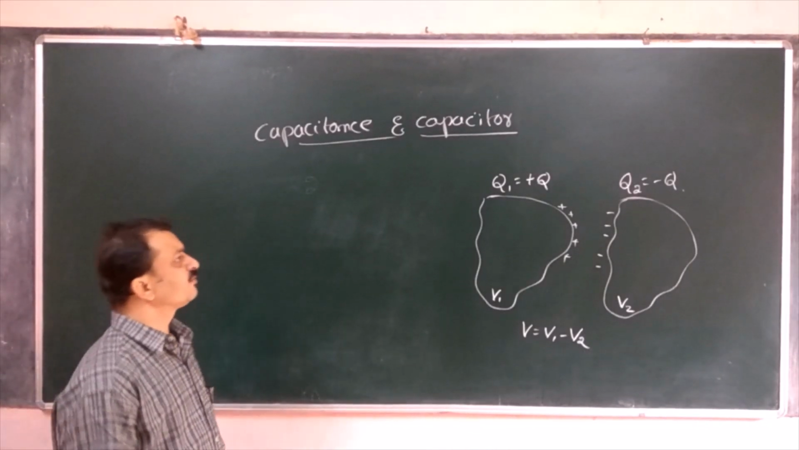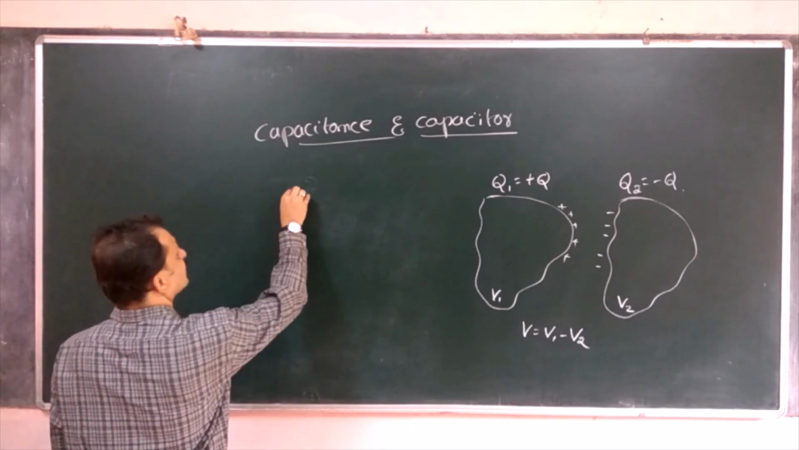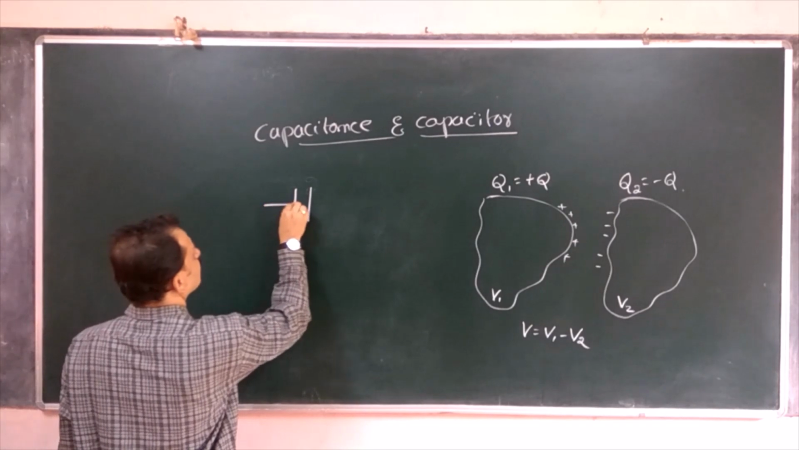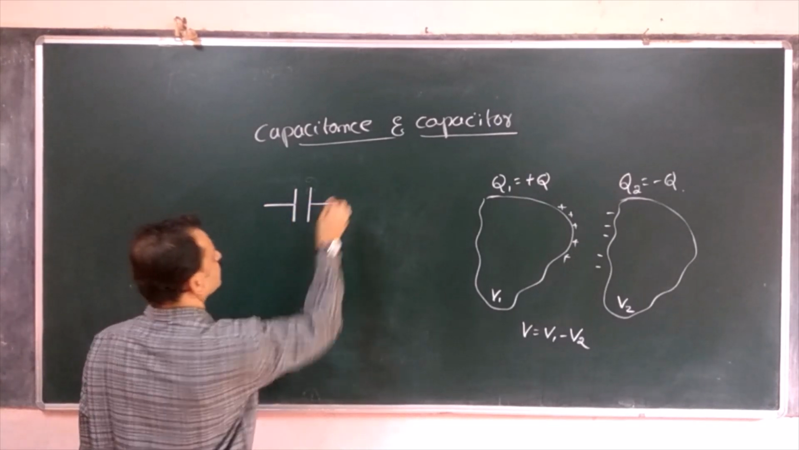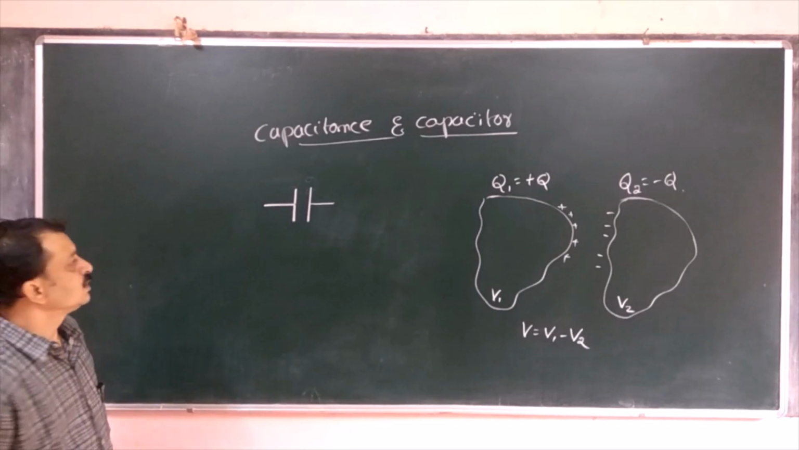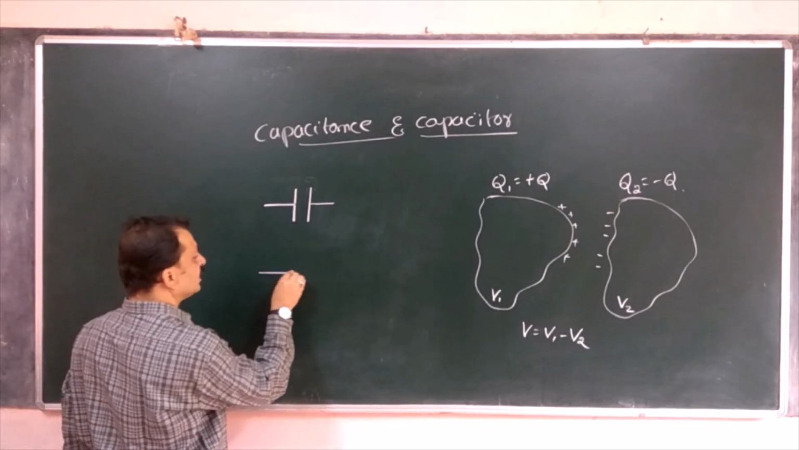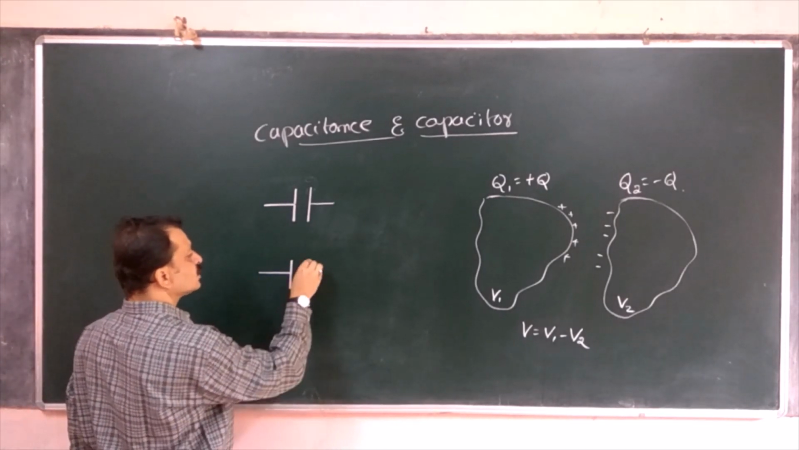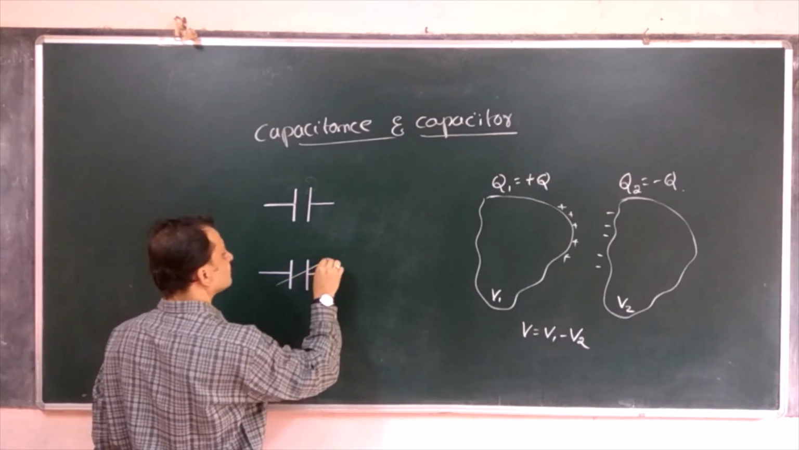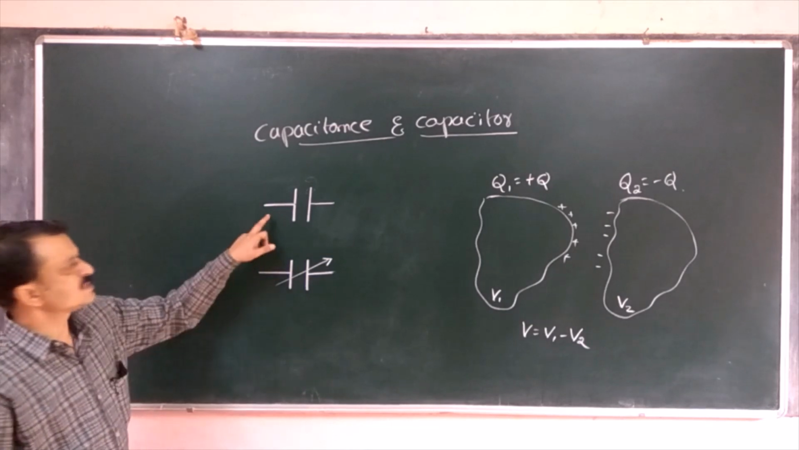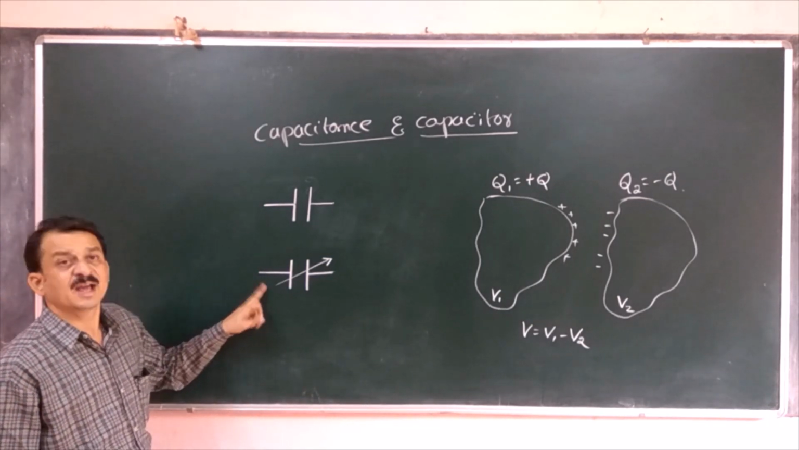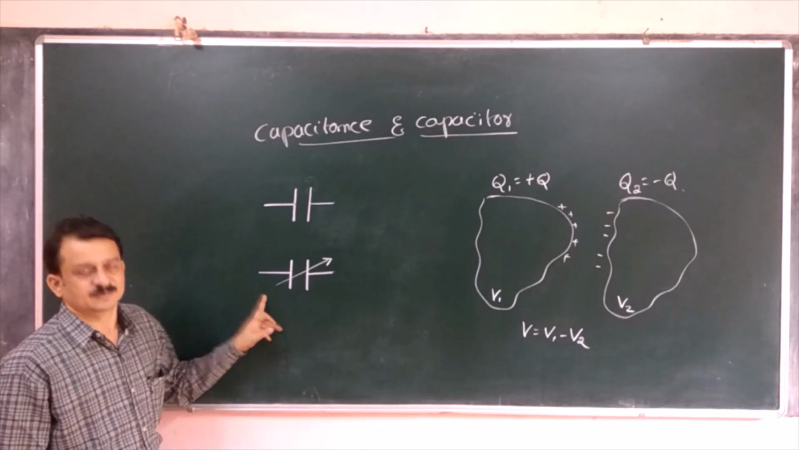Now the circuit symbol of a capacitor is like this, two parallel lines. This is the circuit symbol for a fixed capacitor. If the capacitor is variable, then the circuit symbol becomes like this, where variable is denoted by the arrow mark. This is the circuit symbol for a variable capacitor.